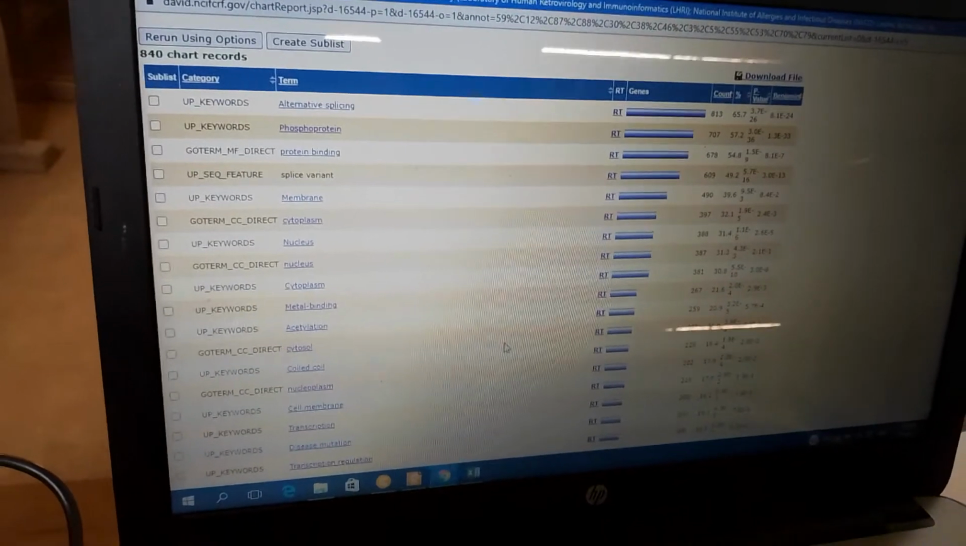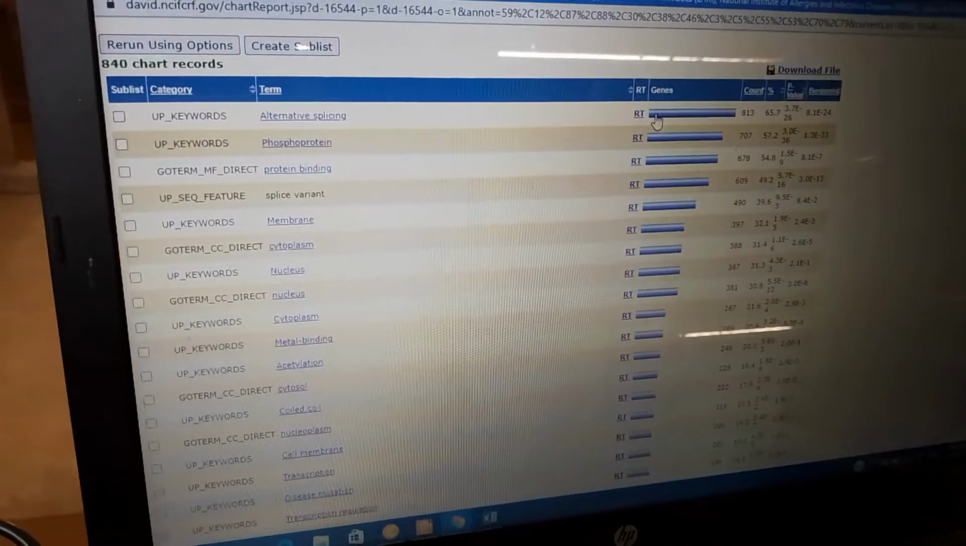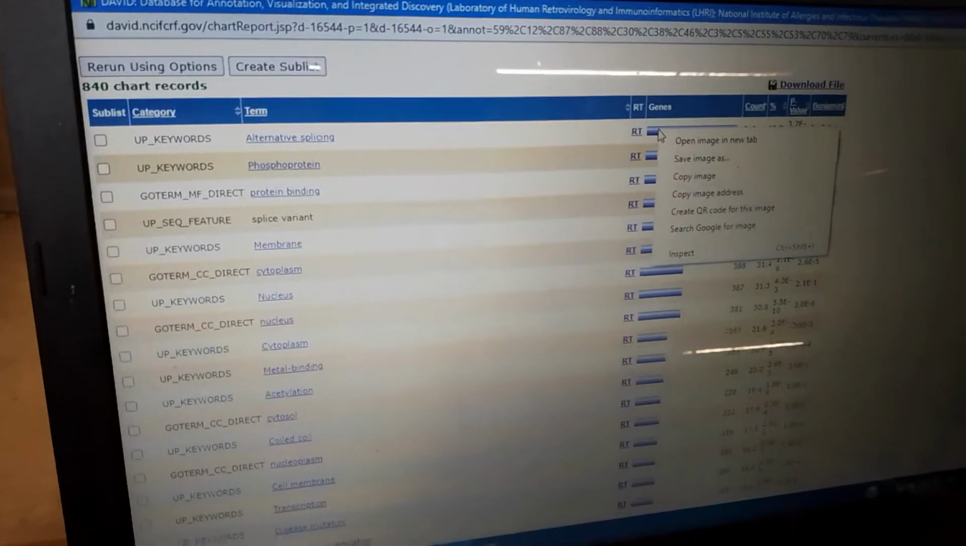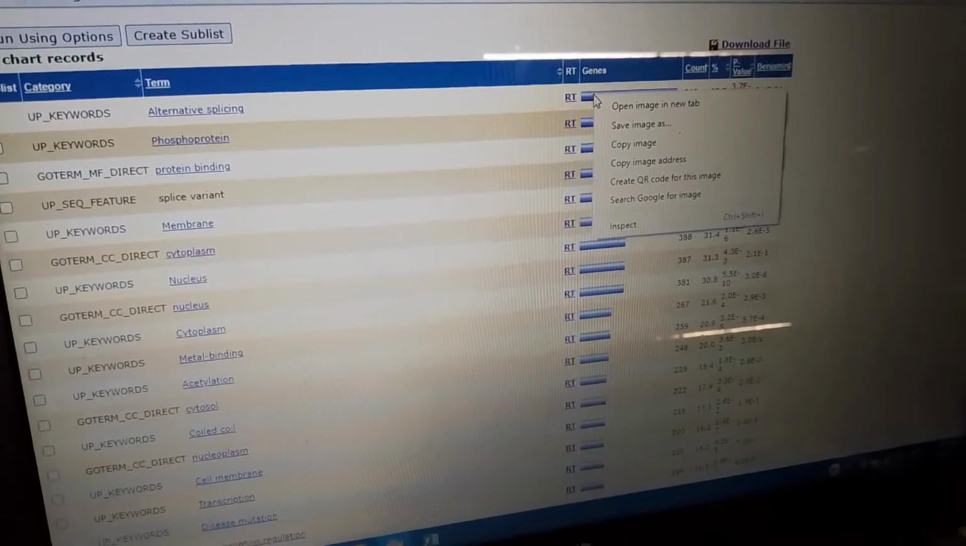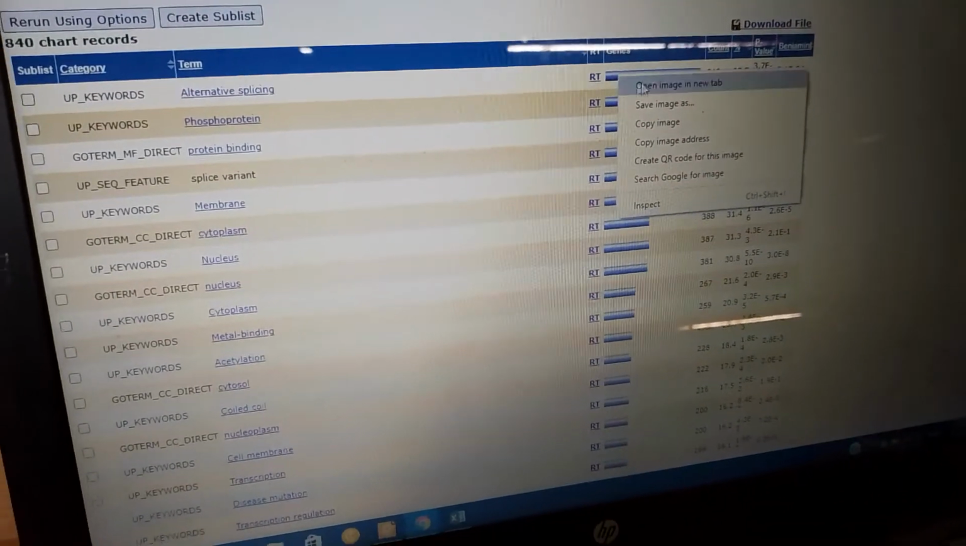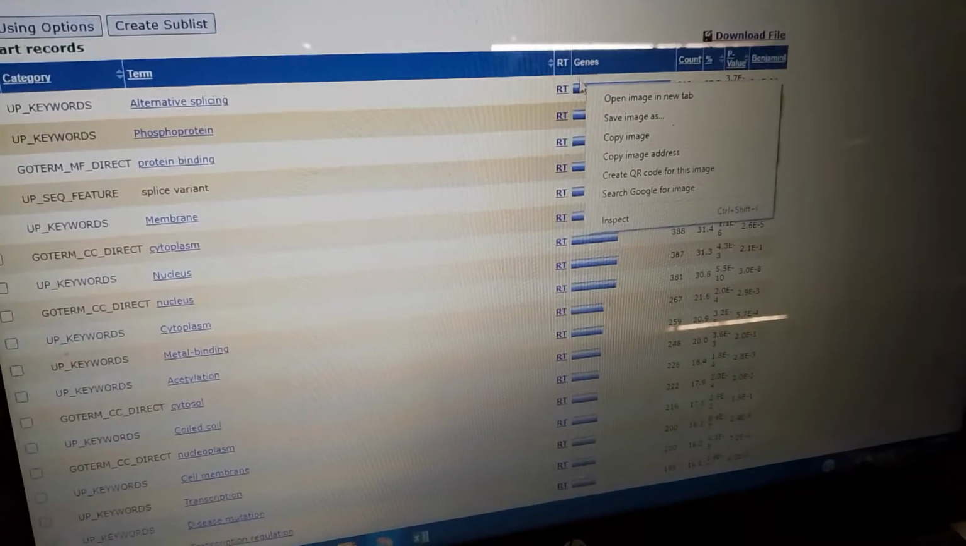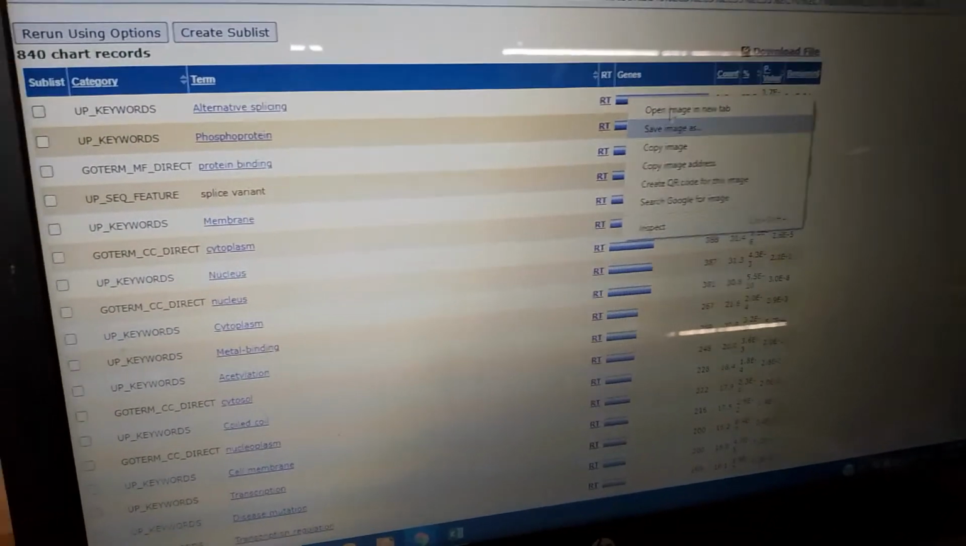Identify the most enriched functional pathway as well as the genes that are involved. Okay, so this is the most enriched functional pathway. If we want the genes that are involved, we can right click on this. Can we open in a new tab? Yes, and we open in a new tab. Okay, are we seeing what I've done?